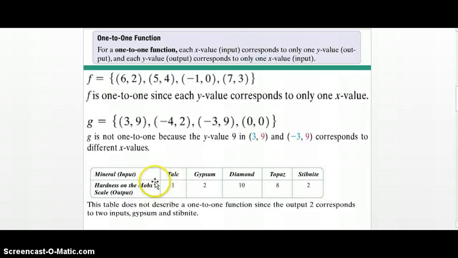Look at the third example. Here the inputs gypsum and stibnite have the same output value 2. That means the output corresponds to two different inputs, gypsum and stibnite. So it is not a one-to-one function.